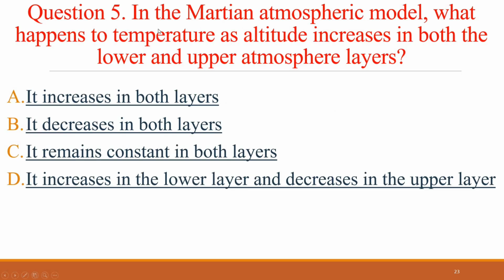Question 5. In the Martian atmospheric model, what happens to temperature as altitude increases in both the lower and upper atmosphere layers? The correct answer is it decreases in both layers.